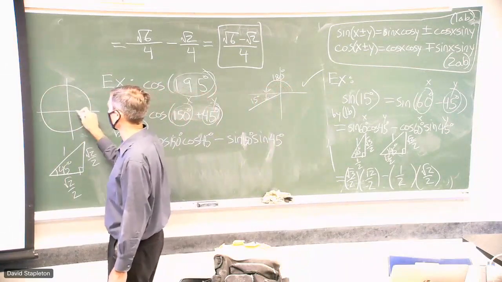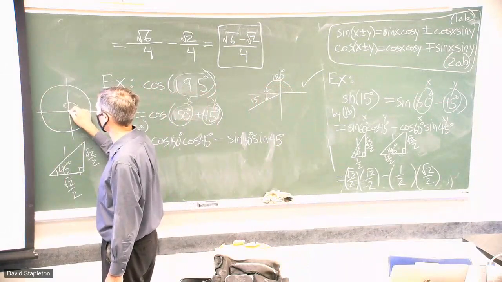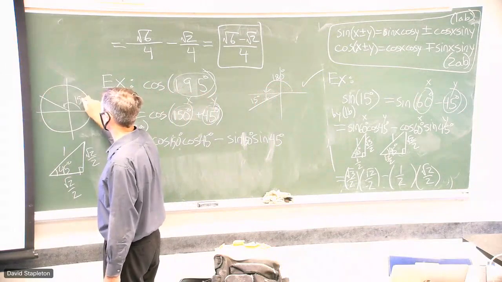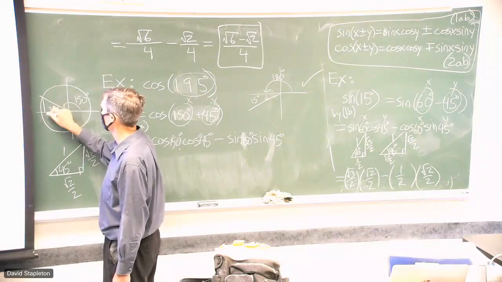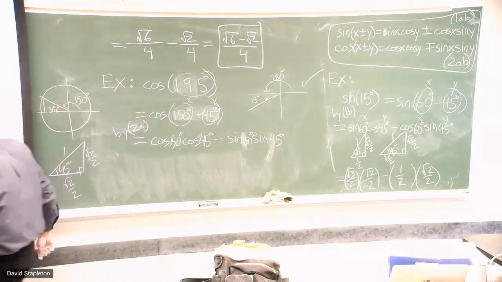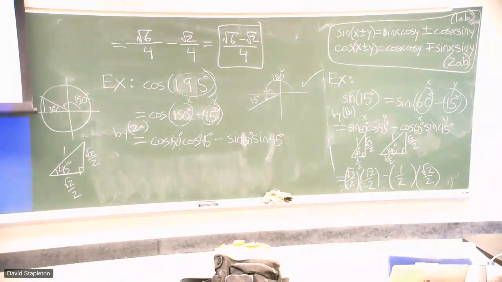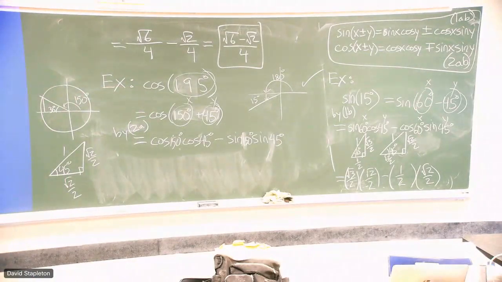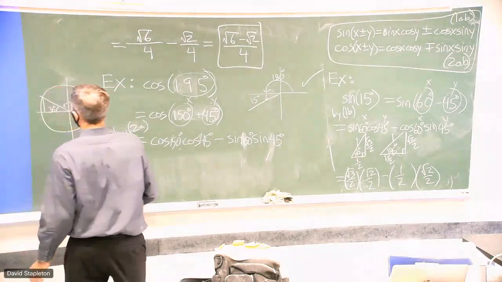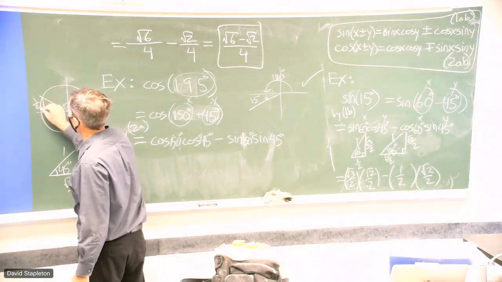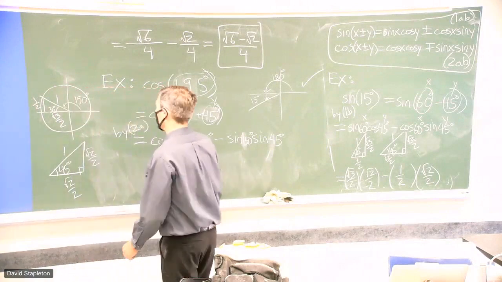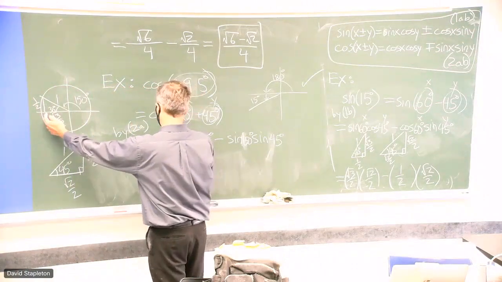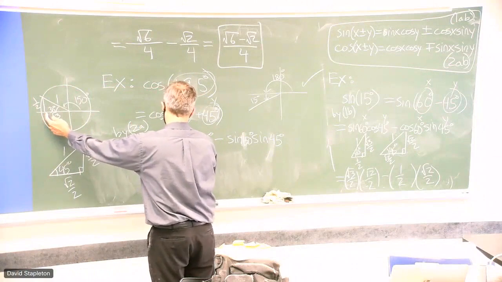150 degrees, right, is 30 short of 180. This is how I do it anyway. 150 degrees. And that leaves a 30-degree angle here for the reference angle. And now with a 30-degree reference angle, I know the sides on here are 1/2, square root 3 over 2, and 1. And so the cosine of 150 is the x-coordinate, minus square root 3 over 2.